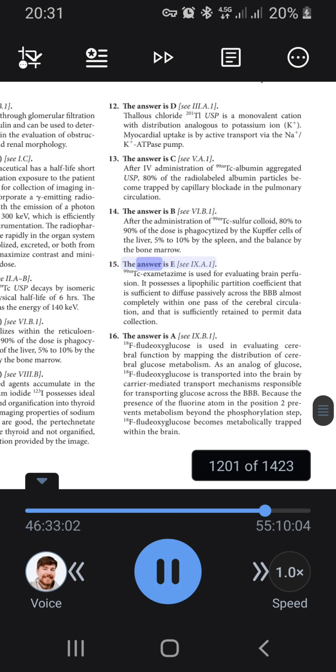15. The answer is E, CXA1. 99mTc exametazime is used for evaluating brain perfusion. It possesses a lipophilic partition coefficient that is sufficient to diffuse passively across the blood-brain barrier almost completely within one pass of the cerebral circulation, and that is sufficiently retained to permit data collection.